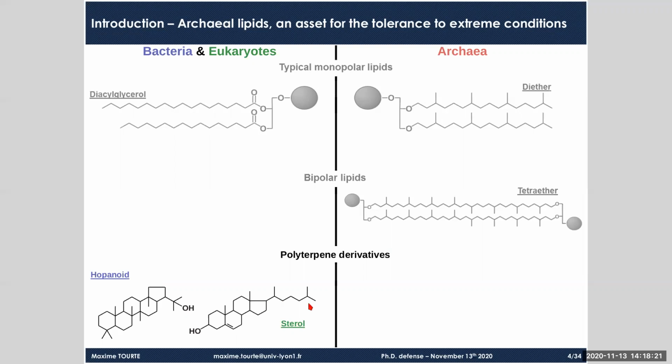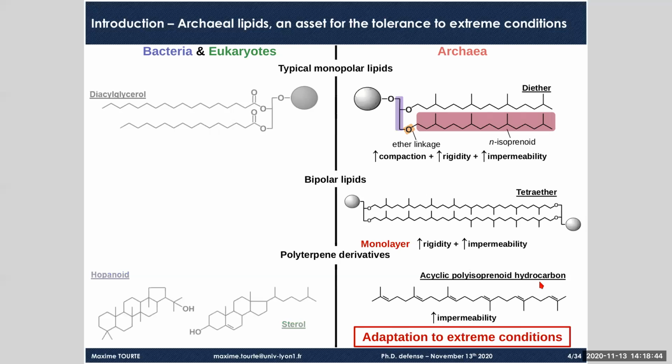But Archaea lack these two compounds, but instead they can synthesize other polyisoprenoids that are this time straight chains that are also called acyclic polyisoprenoid hydrocarbons, or APH, that just like sterols and hopanoids in bacteria and eukaryotes regulate the membrane properties in Archaea. So altogether, the specificity of the Archaea lipids enhances the stability of their membrane and was thus associated with their adaptation to extreme conditions.